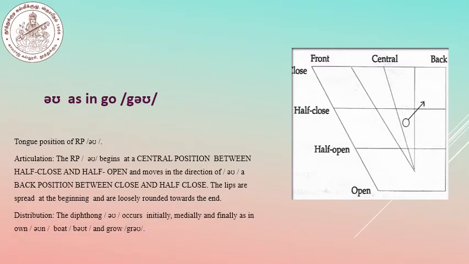These sounds occur initially, medially and finally, as in own. Own, it occurs in the beginning. In boat, it occurs in the middle, and in grow, it occurs finally. So, you should consider the monothongs also. If you know where this oo is marked in monothongs, you will be able to mark the arrow mark without any hesitation.